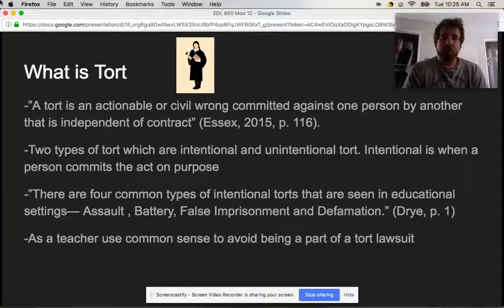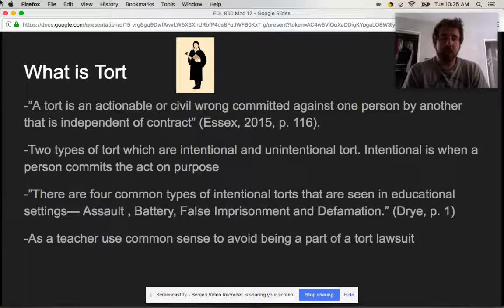First off, we're going to define what tort is. According to the book, a tort is an actionable or civil wrong committed against one person by another that is independent of contract, meaning outside of what their duties are. There are two types of tort, which are intentional and unintentional. Intentional is just like it sounds: it's when a person commits the act on purpose.